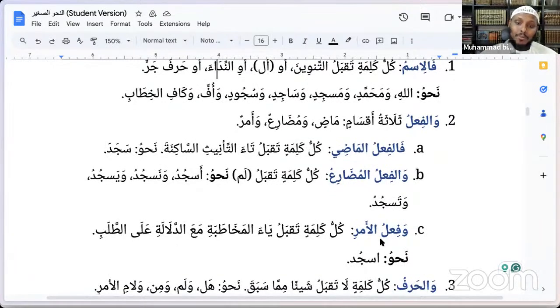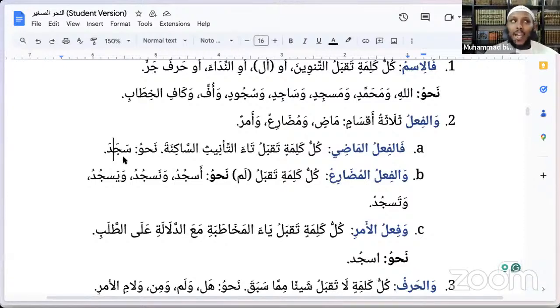However, having said that, a lot of the signs that authors mention in their books to differentiate between different words are only useful to native speakers of the language. Why? I'll tell you why. Because for example, here he says, the fi'l madi is any word that accepts ta al-ta'nith as-sakina, such as sajada. So any word that becomes feminine if you add a ta with sukun at the end is fi'l madi.